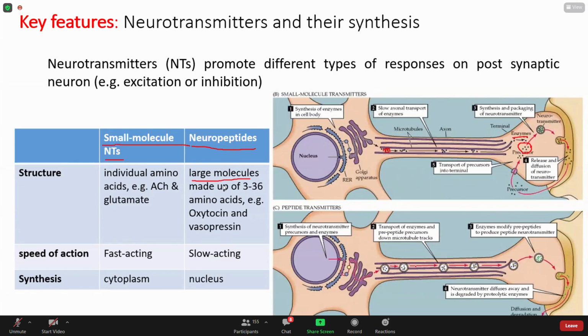Whereas the neuropeptides are made in the soma, in the cell body, packaged, and then transported to the presynaptic terminal, okay? So that's one difference. Another difference is that the small molecule neurotransmitters usually mediate fast action, whereas the large ones usually mediate slow, longer lasting action, okay? So this is a very general overview of the neurotransmitters.